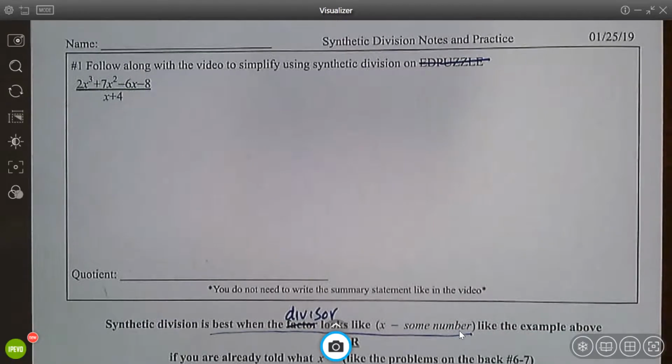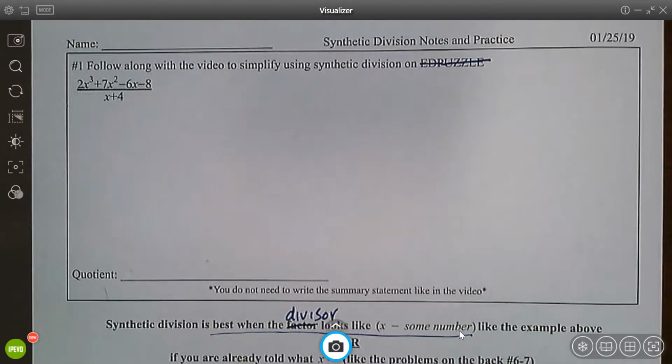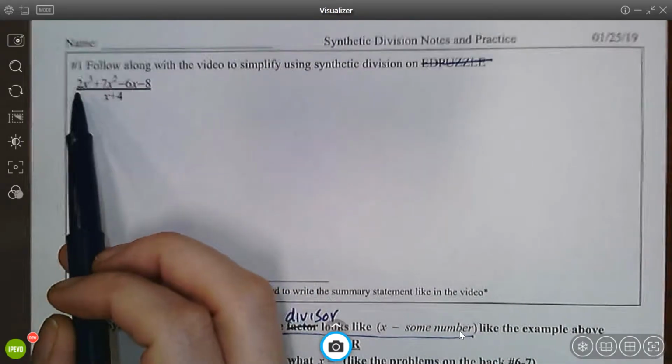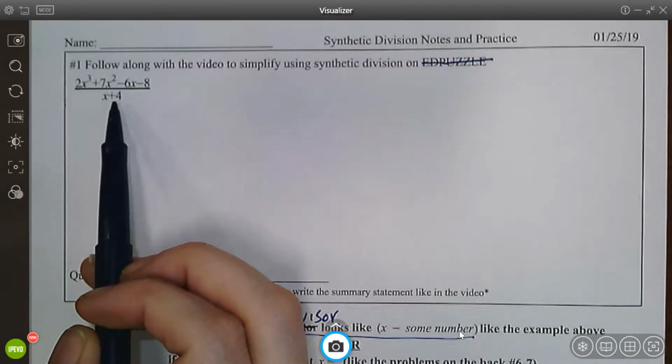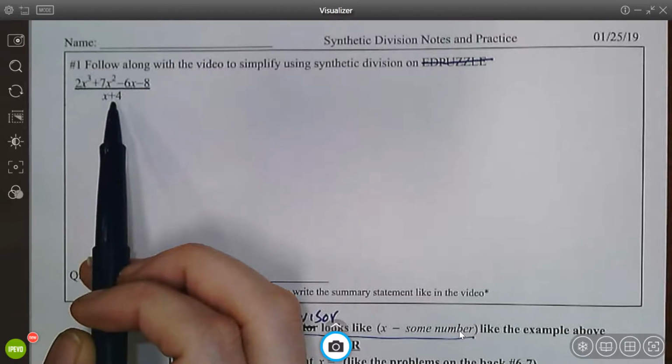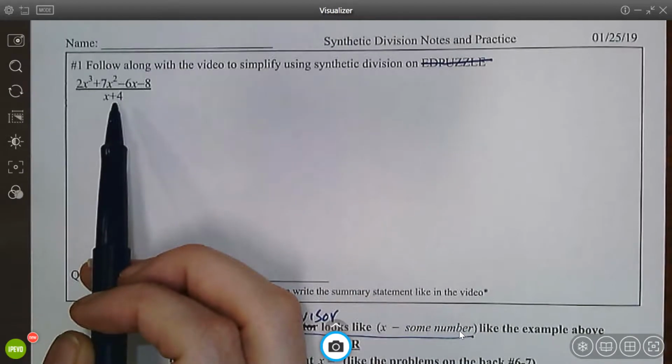So this is division. This is just another way to divide. So our answer will be a quotient. And here's our dividend, here's our divisor. When we set it up, it's going to look a little different than what you've seen before.